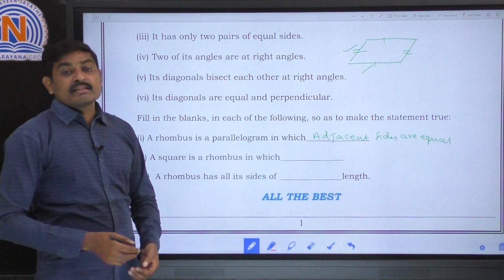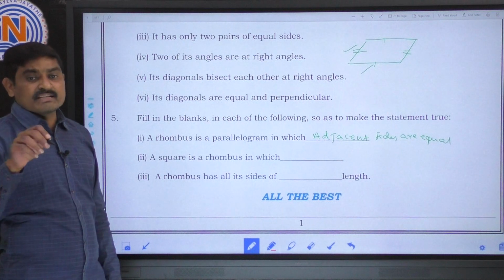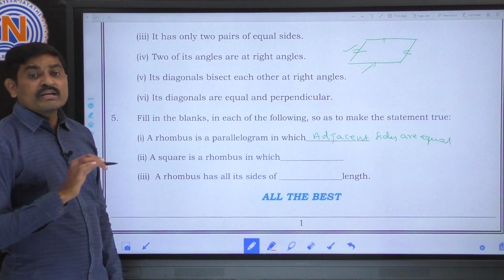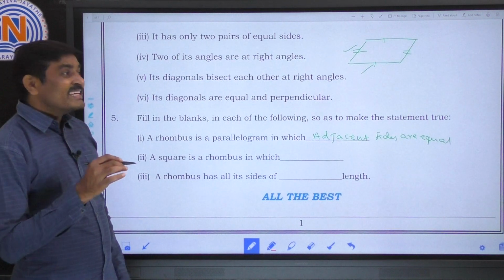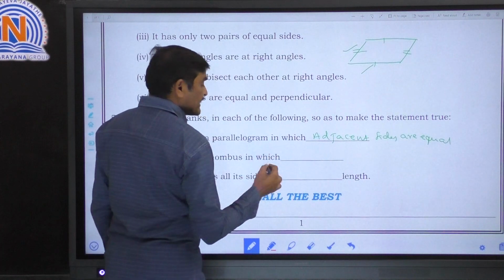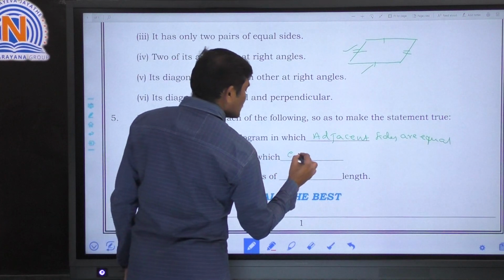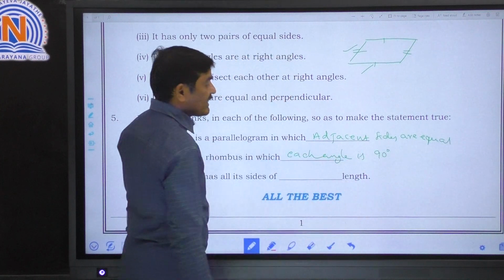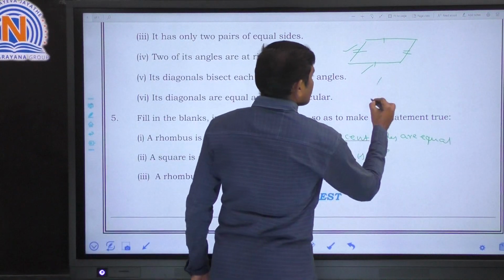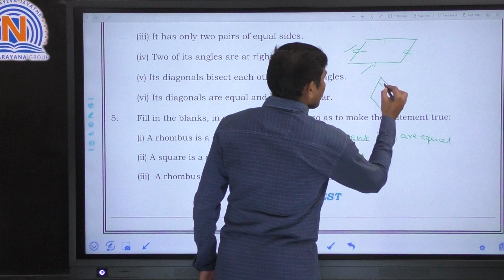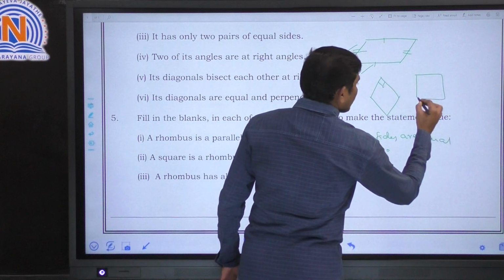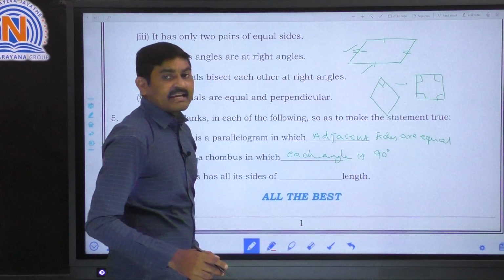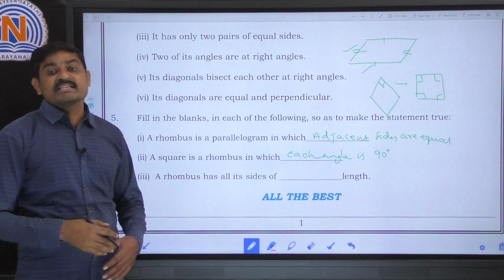Now the second one: a square is a rhombus in which each angle is 90 degrees. So a square is a rhombus in which all four angles are 90 degrees, or right angles. A right angle is nothing but 90 degrees. For example, if this angle becomes 90 degrees, the diagram changes in this way, so each angle is 90. So in a rhombus, if each angle is 90, it becomes a square.